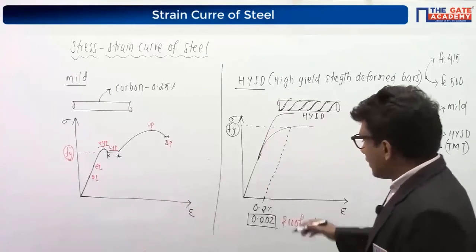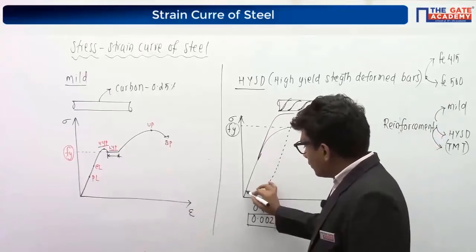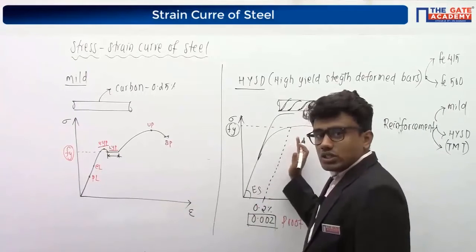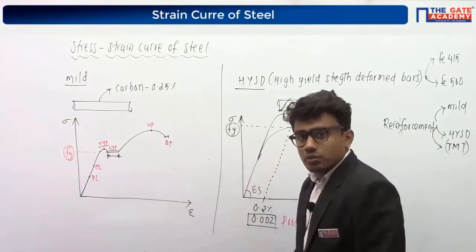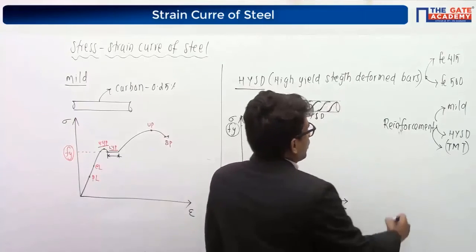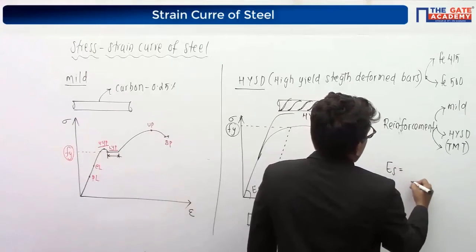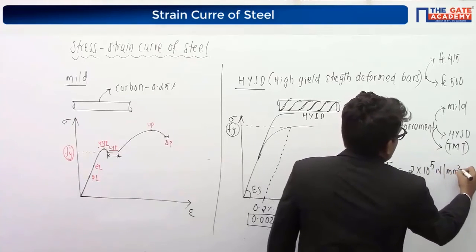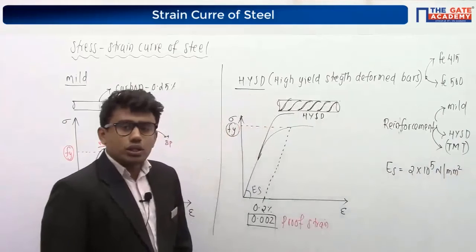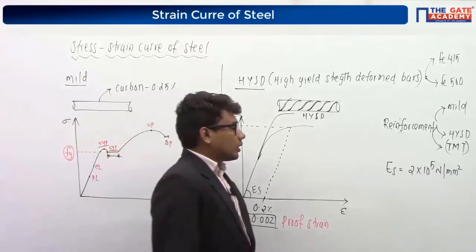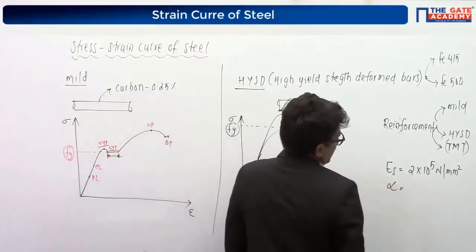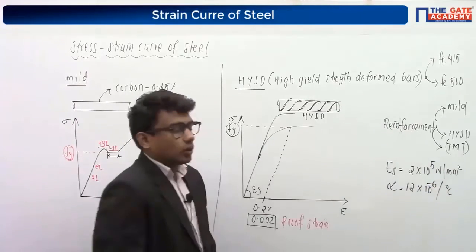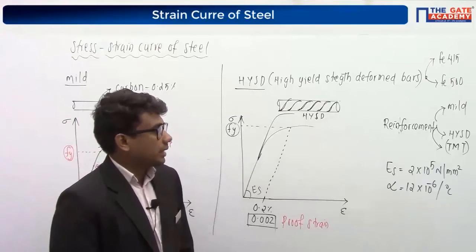Here in the case of steel, we have a straight linear portion, and the slope of this will give you the Young's modulus of the steel. That is, stress divided by strain will give you the Young's modulus of the steel. Generally, for all types of steel, the Young's modulus value is taken as 2 into 10 power 5 Newton per mm square. Es will be equal to 2 into 10 power 5 Newton per mm square, and the coefficient of thermal expansion is generally taken as 12 into 10 power minus 6 per degree Celsius.